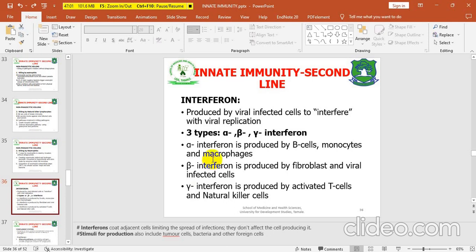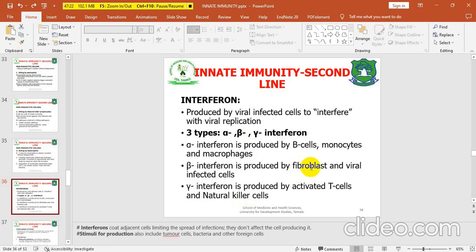So we have interferon alpha, interferon beta, interferon gamma. Alpha interferon is produced by B cells, monocytes, and macrophages. Beta interferon is produced by fibroblasts and viral infected cells. Then gamma interferon is produced by activated T cells and natural killer cells.